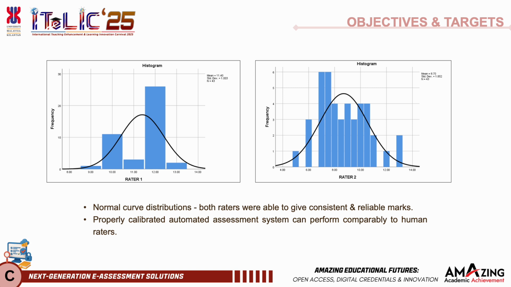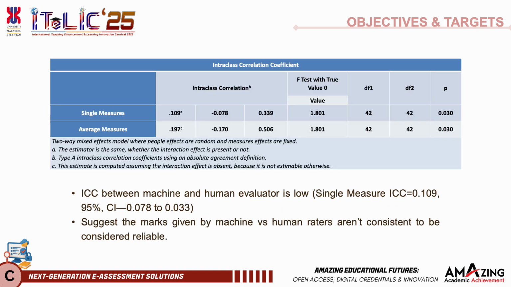Hence suggesting that this automated assessment system, when properly calibrated, can perform comparably to human raters in evaluating students' argumentative essays. On the other hand, we also measured inter-rater reliability between those two raters. We measured this using the intra-class correlation coefficient, ICC.